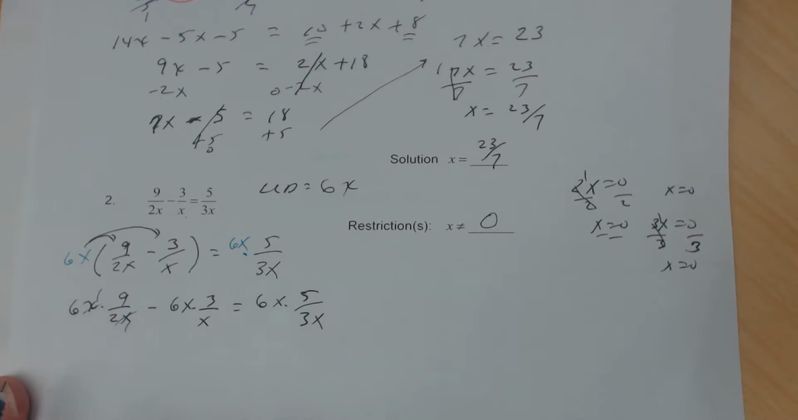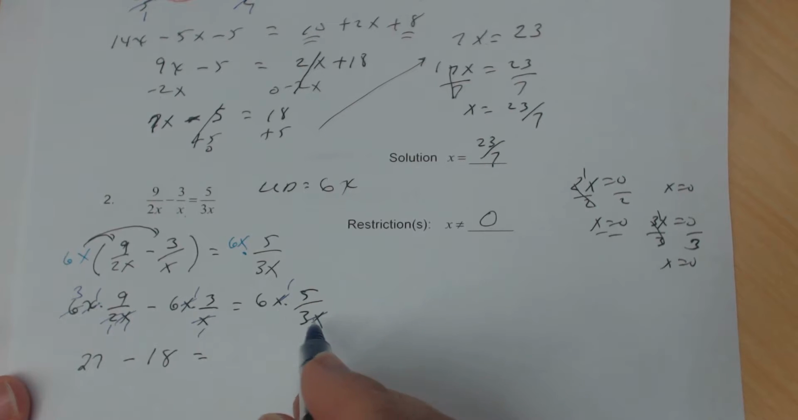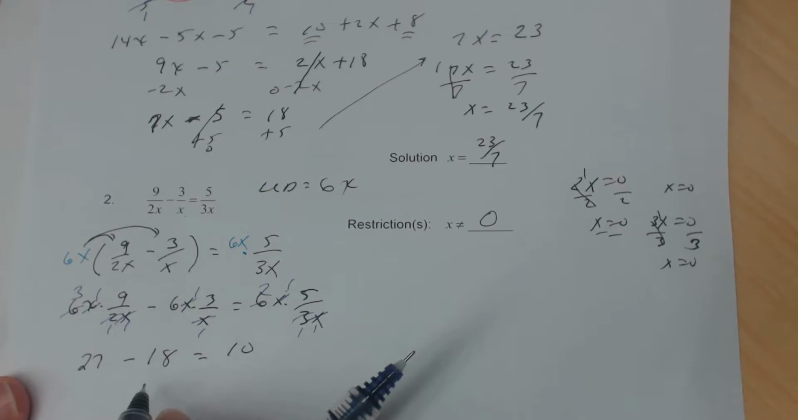X and x is 1, x and x is 1, so the x's divide out. 2 into 2 is 1, 2 into 6 is 3, so notice I get 1's here. 3 times 1 times 9 is 27. Minus, over here, the x's divide out, and I get 6 times 1 times 3 is 18. Equal, over here, the x's divide out, get 1's in their place. 3 into 3 is 1, 3 into 6 is 2, 2 times 1 times 5 is 10. And then 27 minus 18 is 9.